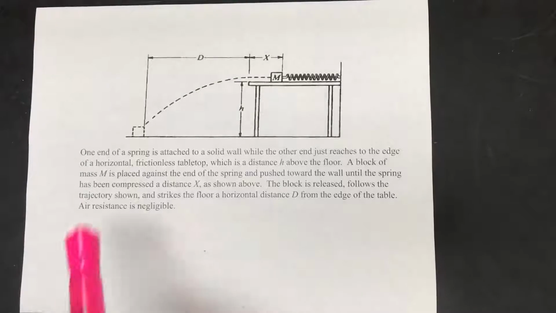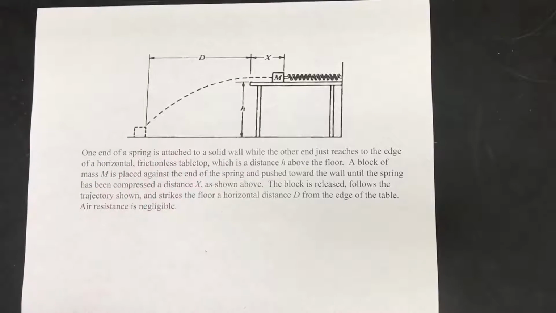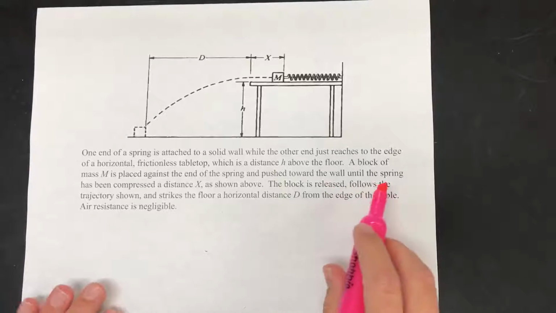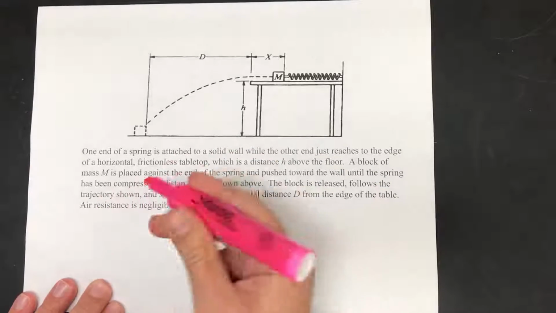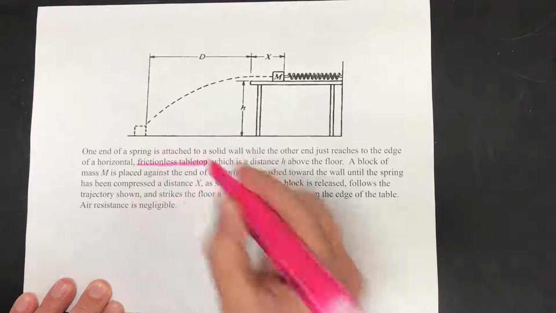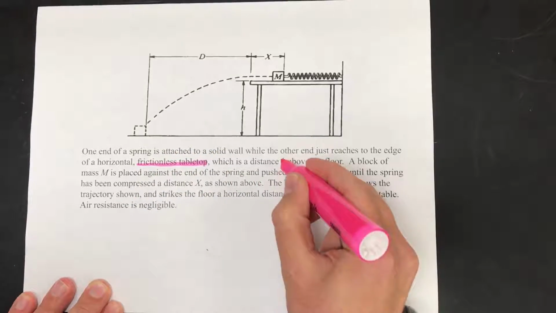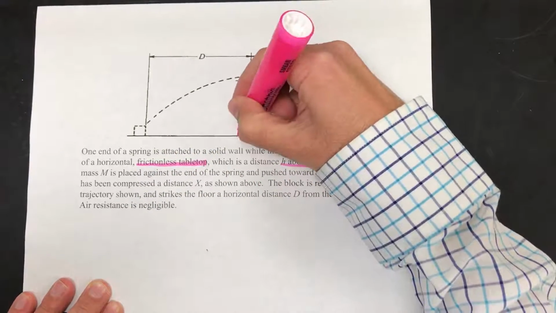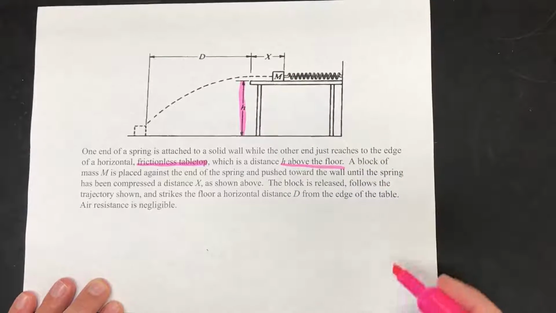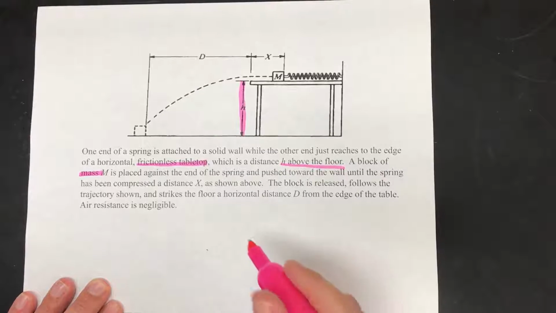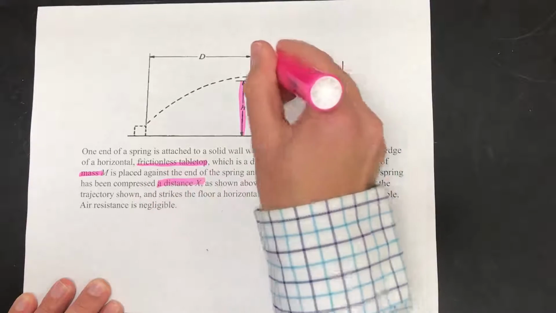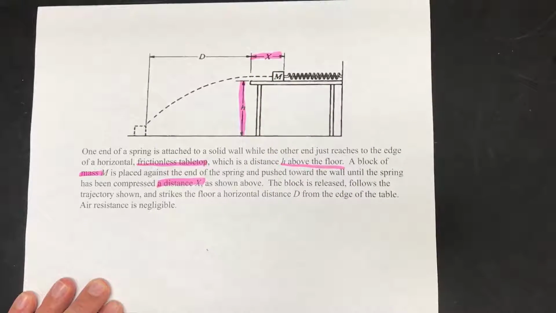So we've got a spring with one end attached to a solid wall while the other end just reaches the edge of a horizontal frictionless tabletop, so that is important, which is a distance h above the floor, so that height right there is h. A block of mass m is placed against the end of the spring and pushed toward the wall until the spring has been compressed a distance x. So that is the compression distance of the spring.